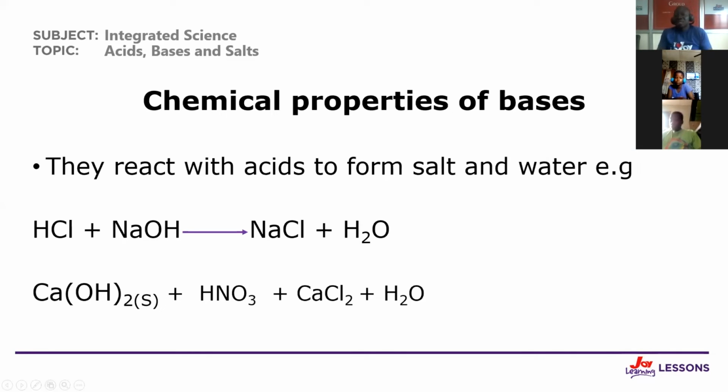Let us look at the chemical properties of bases. A chemical property of a substance is simply a property about a substance that can be verified using only chemical reactions. Remember earlier I said one of my physical properties is that I am fair, and you are assessing my complexion based on your sight.